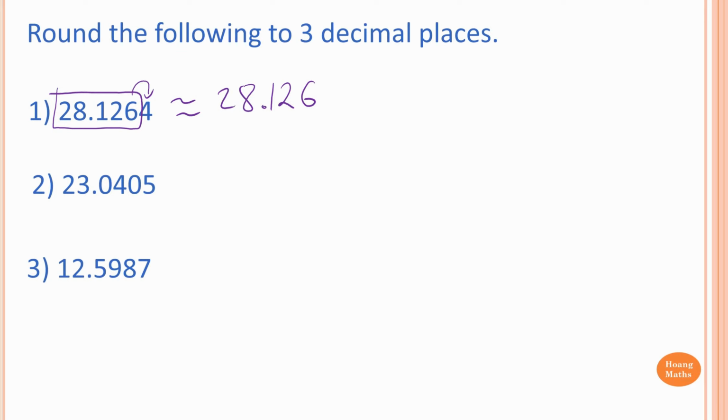Second one, 23.0405. At the moment, 1, 2, 3, 4, so 4 decimal places. We want to write up to 3. So this is it, up to here. Therefore, we need to check the number after this 0 here. After 0 is 5, so halfway. From 5 onward, of course, we need to add 1 to it. So 0 plus 1 is 1. So 23.041.